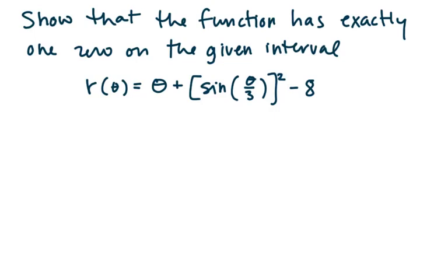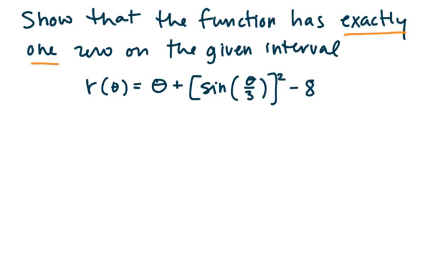So we're going to do another example here. We're going to show that the function has exactly one zero, one solution, on the given interval. And in order to do this, we have to show two things. We have to show that there exists a solution, and we do that using the intermediate value theorem. And then we also want to show that the derivative is either always positive or always negative.